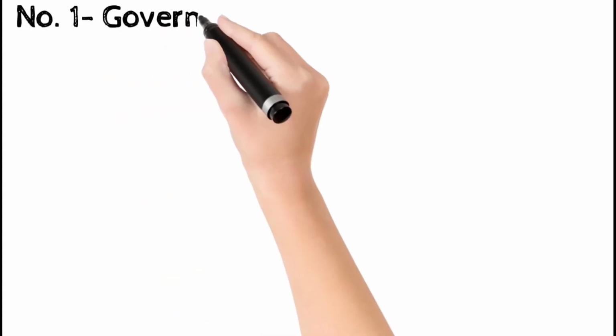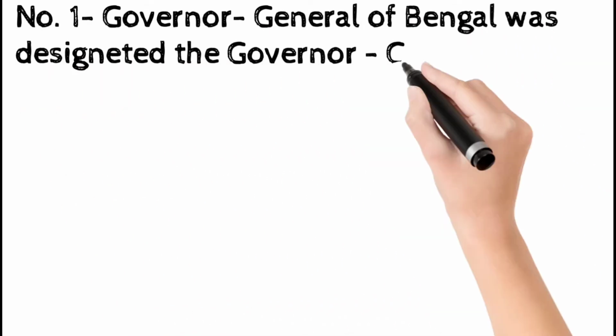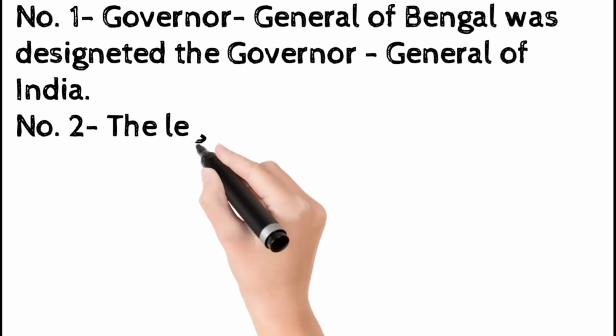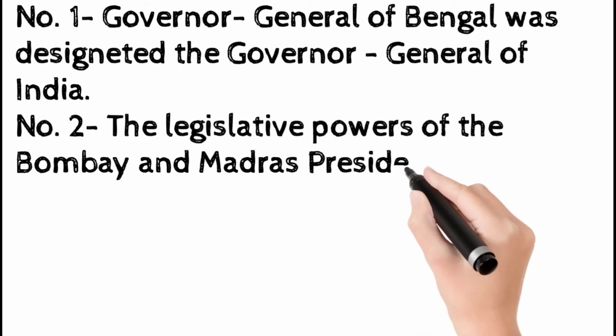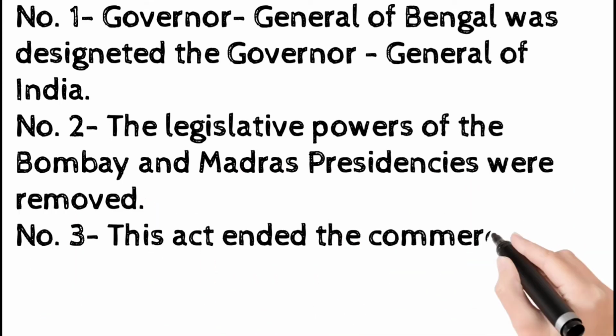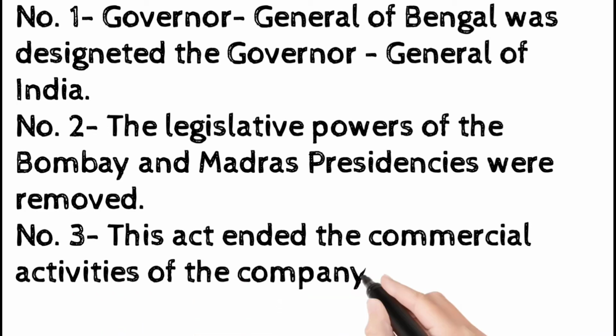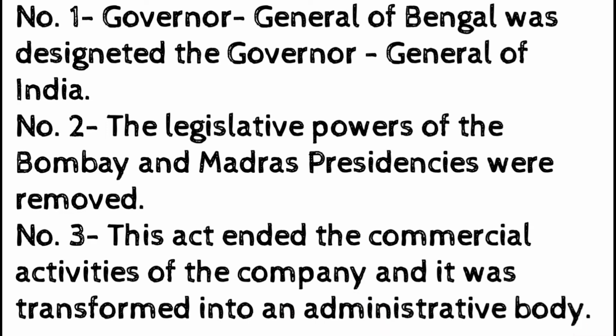History of the Indian Constitution: Charter Act 1833. Number 1. Governor General of Bengal was designated the Governor General of India. Number 2. The legislative powers of the Bombay and Madras presidencies were removed. Number 3. This act ended the commercial activities of the company and it was transformed into an administrative body.